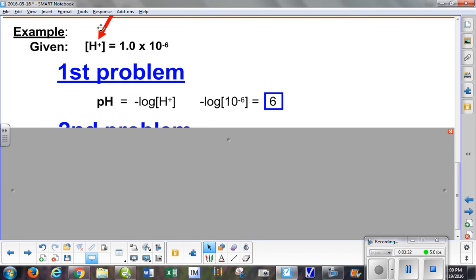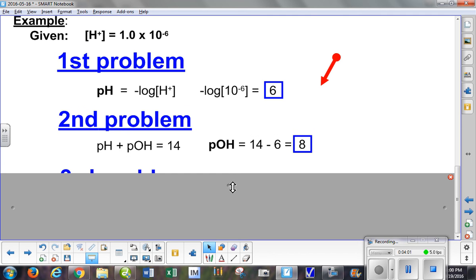In the second problem, we're given a hydrogen ion concentration, and the exponent is 10 to the minus 6 for the power of 10. Because it's hydrogen, we're going to be finding the pH, because the pH is the minus log of the hydrogen ion concentration. So you write this. That's part of your answer. Next, the minus log, you're plugging in now this number, 10 to the minus 6, is a positive 6. And from there, the pH plus the pOH is equal to 14.